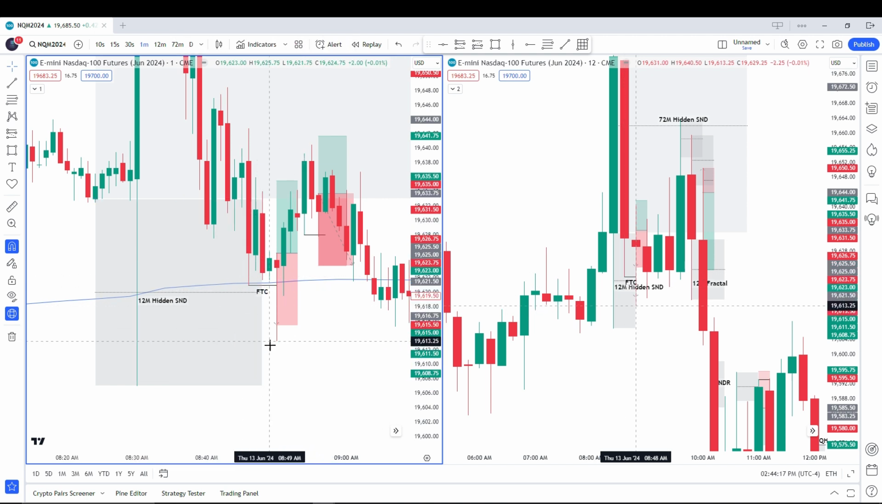You had a 1-minute inducement right over here. So it went through this low, failed to close. On top of that, 1-minute CSS. So this was like a perfect long in my eyes. CSS confirmed after it closed above.